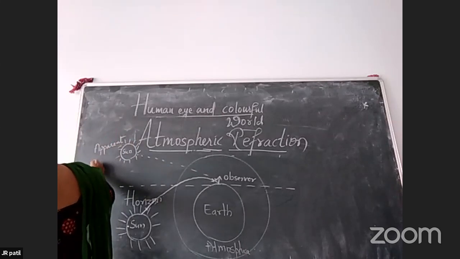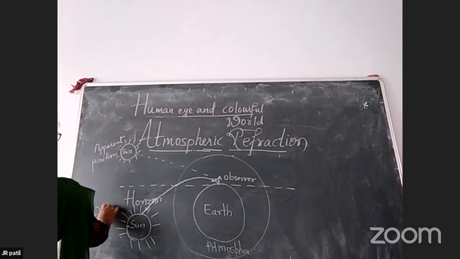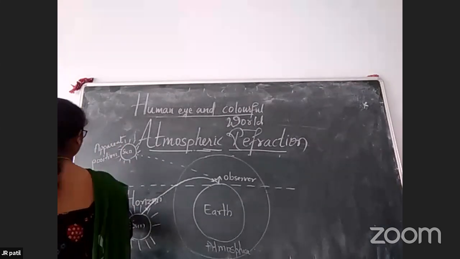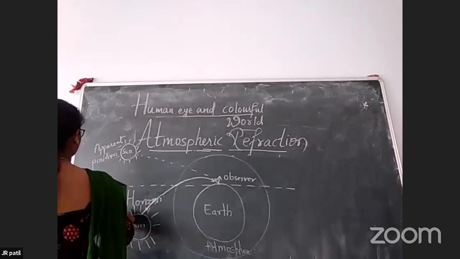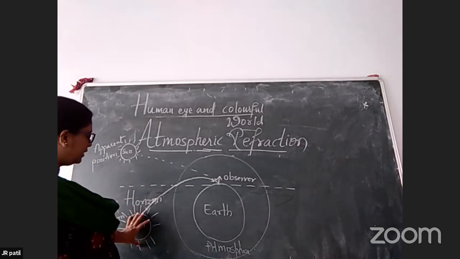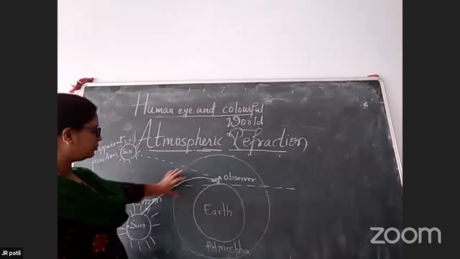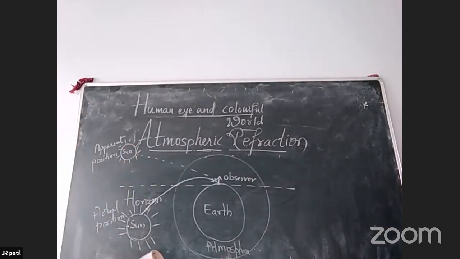Yesterday also I told you, whatever we see on the earth is the apparent position due to atmospheric refraction. That is the reason why the sun will still be here, but we can see the sun here due to atmospheric refraction, and after 2 minutes the sun rises. This is the reason. The sun is visible to us about 2 minutes before the actual sunrise and about 2 minutes after the actual sunset because of atmospheric refraction.